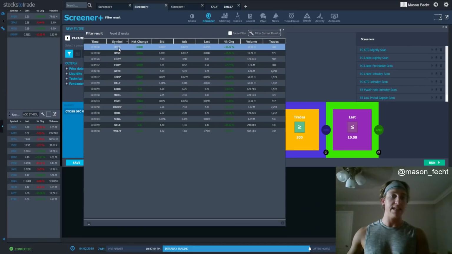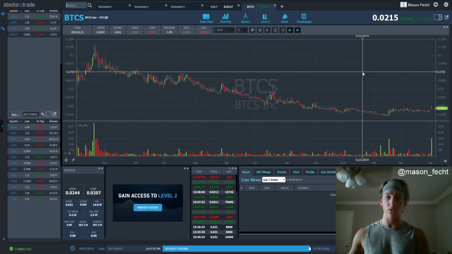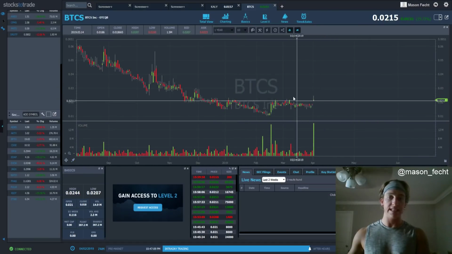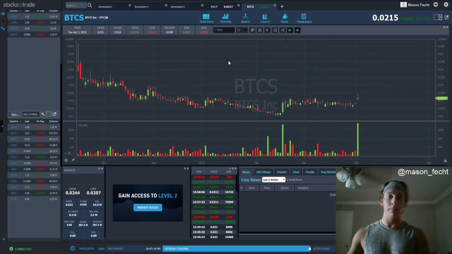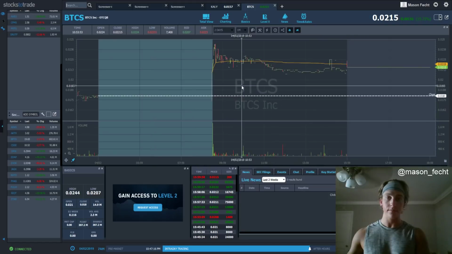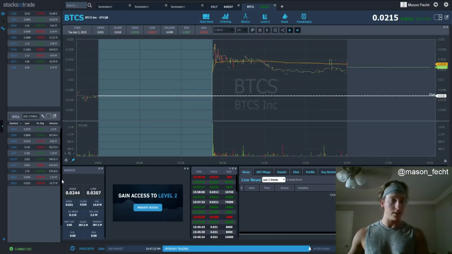We have BTCS and BTSC, which are both Bitcoin sympathy plays, former supernovas. BTCS is breaking out of this little range. Had some decent volume today, but failed morning spike and then went sideways all day. Even faded just a little bit.